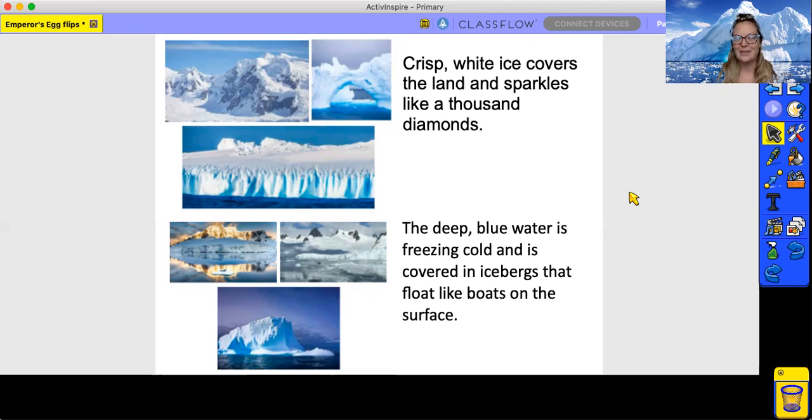Now it's your turn. Find your paper, pick up your pencil, choose a picture, and start writing a descriptive paragraph, including adjectives and similes about the Antarctic landscape. We can't wait to see your work.